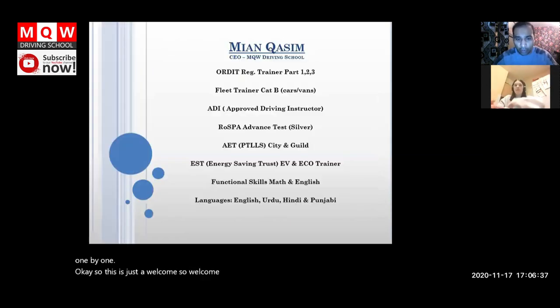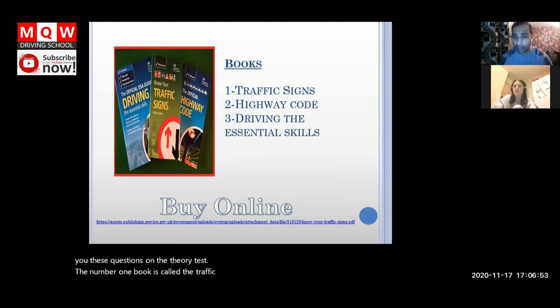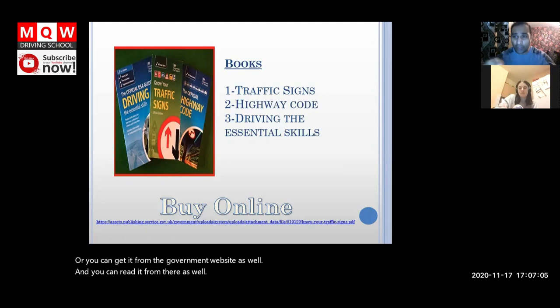This is my detail. You already know me before, so I can skip this one, right? These are the three books from which they will ask you questions on the theory test. The number one book is called the Traffic Signs. You can get this on your mobile free app, or you can get it from the government website as well, and you can read it from there. They have a separate topic, which is just about the traffic signs. So this book only will clear you one topic.